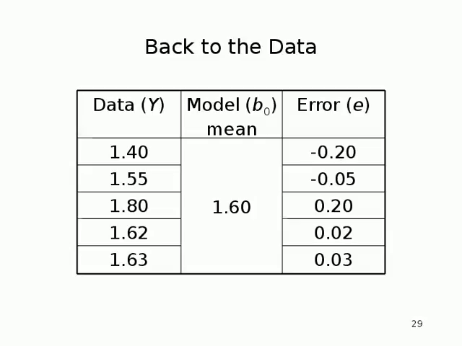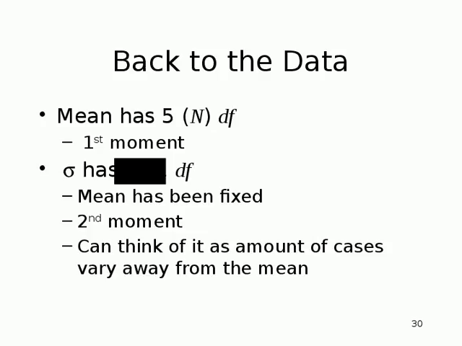So here's the data once again, right? The same data. And I get the model by minimizing the sum of the error. Okay, so here's another black box. The first line says the mean has 5 degrees of freedom, right? And it's because I had 5 data, right? And the mean is called the first moment about the mean.